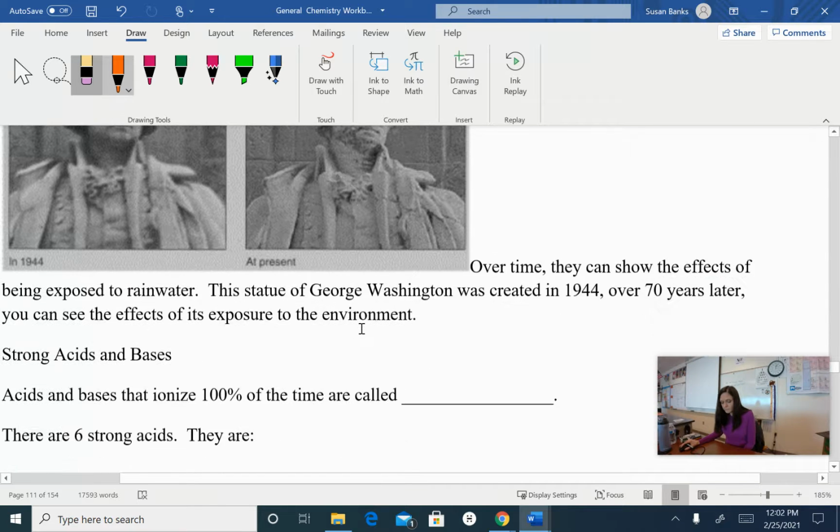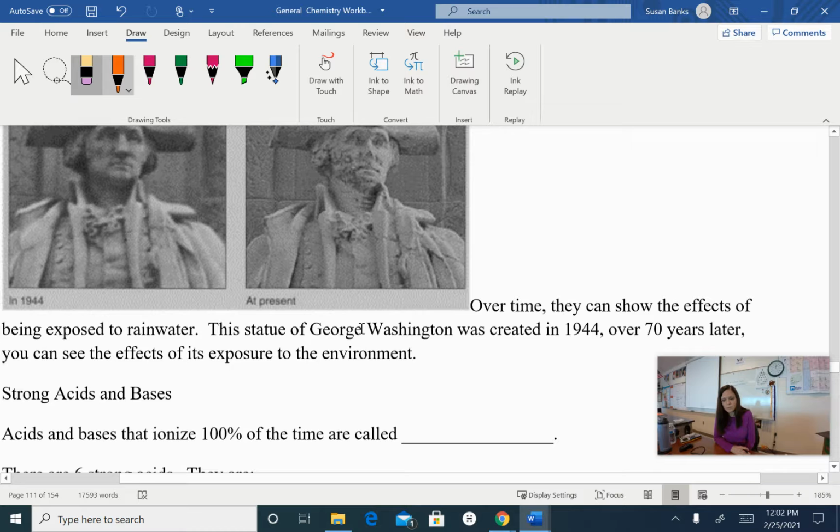So over time, these statues and our buildings that are made out of limestone can show the effects of being exposed to this acid rainwater. That is one of the detrimental effects of acid rain. It is not the only detrimental effect either. It affects wildlife, birds, plants, animals, especially fish. If you want to know more about that, I'm also happy to answer those questions.